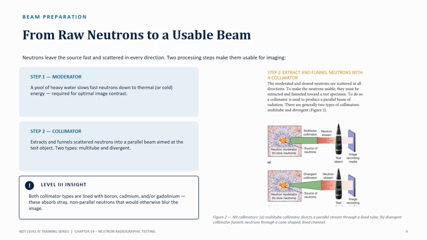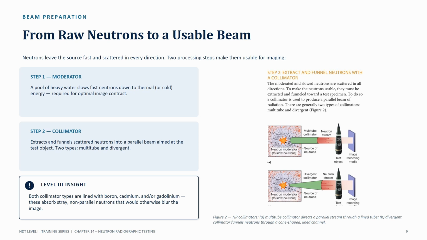Both designs are lined with highly neutron-absorbing materials such as boron, cadmium, or gadolinium. These materials absorb stray neutrons before they reach the detector, preventing image blur and improving contrast.